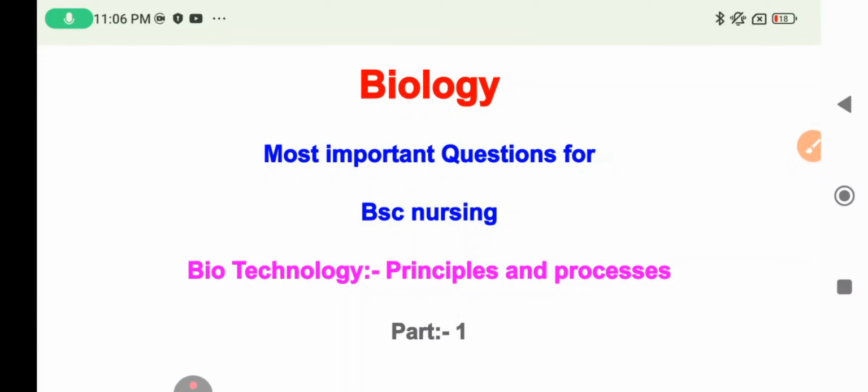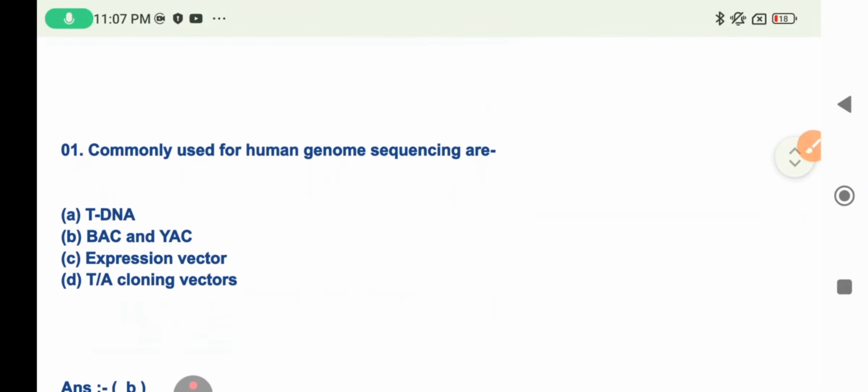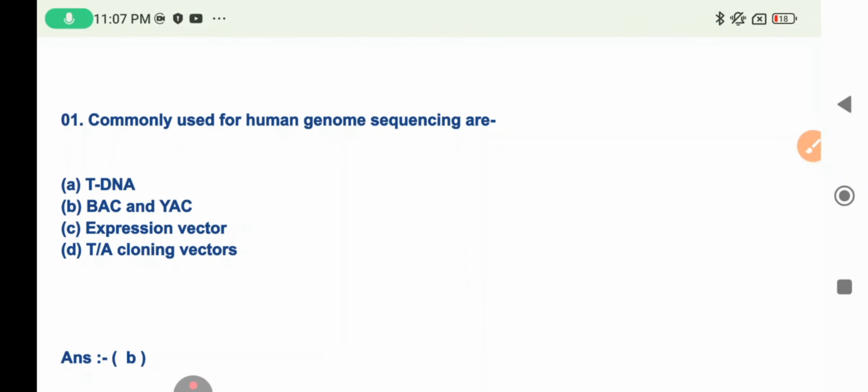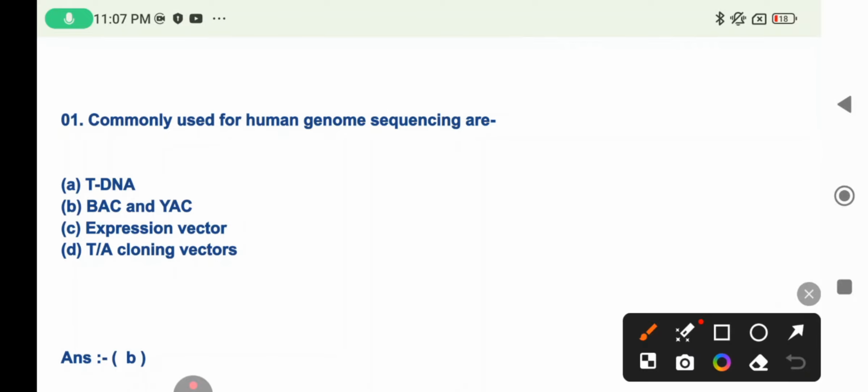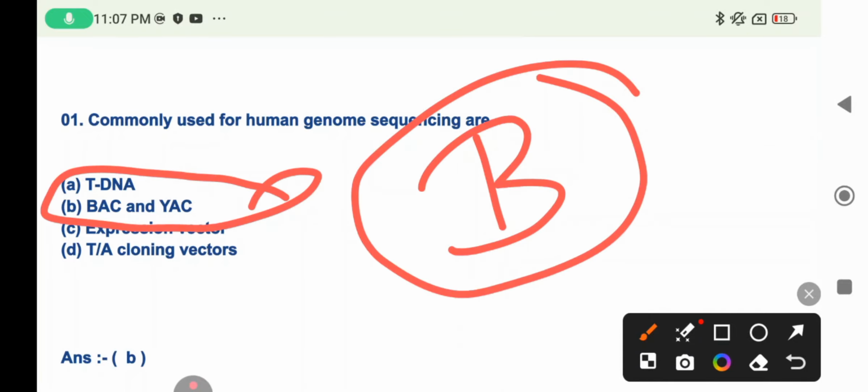Most important question of the subject name is biology and the chapter name is biotechnology, principle of and process. So let's start the video, and here the question number first is commonly used for human genome sequencing are, and here the options: option A tDNA, option B BAC and YAC, option C express vector, option D TA cloning vectors. And the correct answer is option B BAC and YAC.